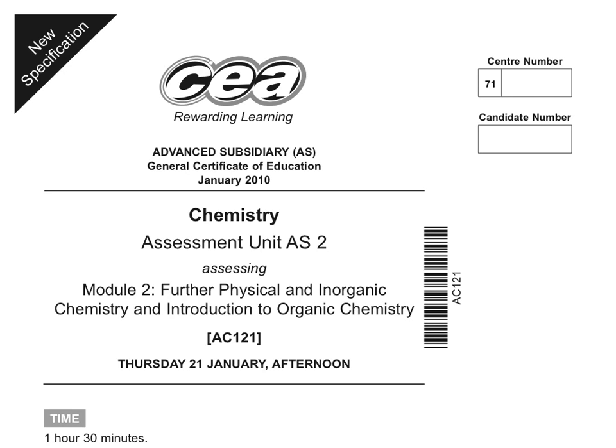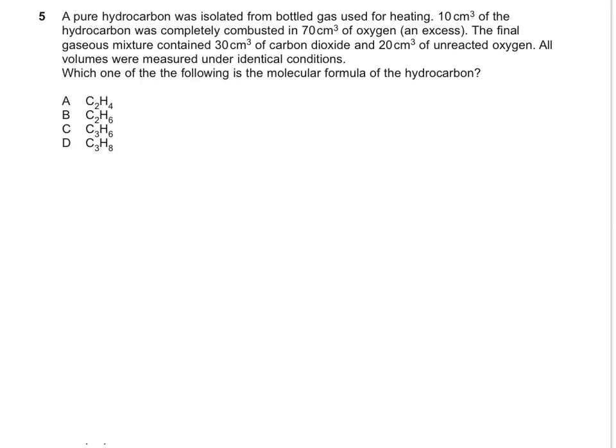January 2010 AS2, and we'll be looking at question 5. Okay, so the basis of this question is determining the formula of an unknown hydrocarbon. And so the first thing we need to do is write the general equation for the combustion of a hydrocarbon. So a hydrocarbon is something that contains hydrogen and carbon only. Because we don't know how many carbons or how many hydrogens, we can represent it as CxHy.